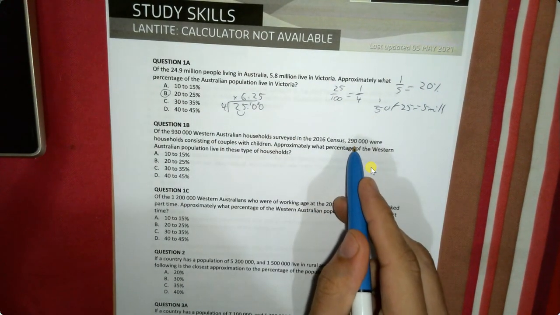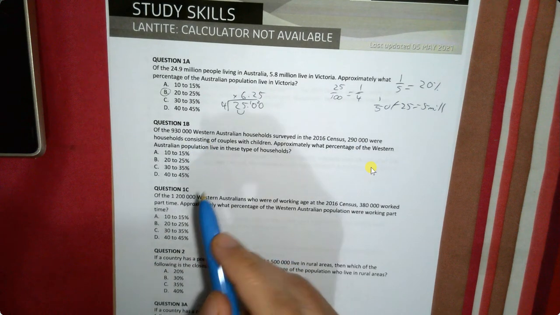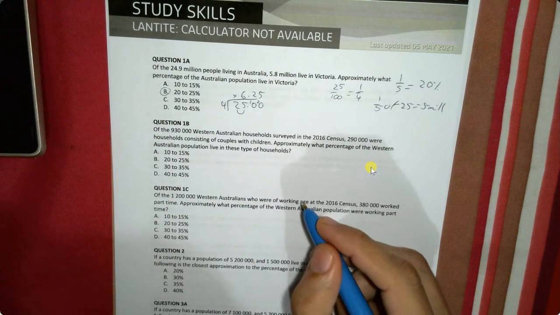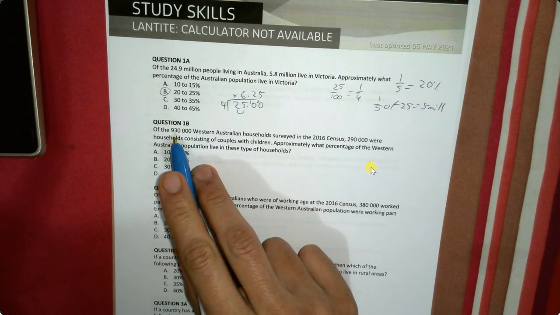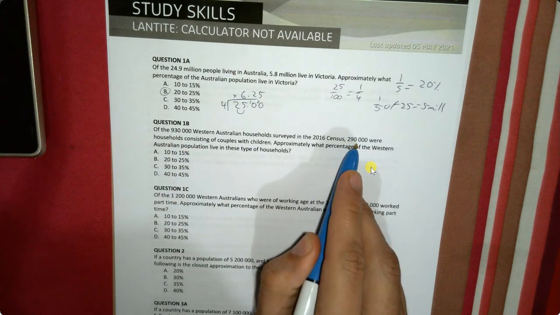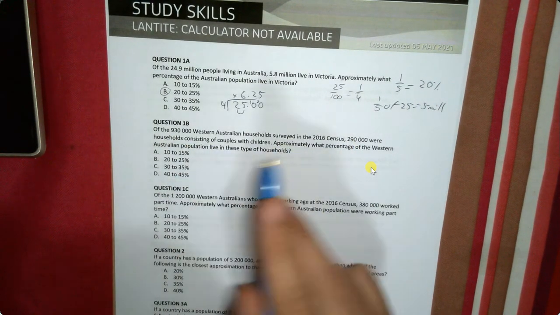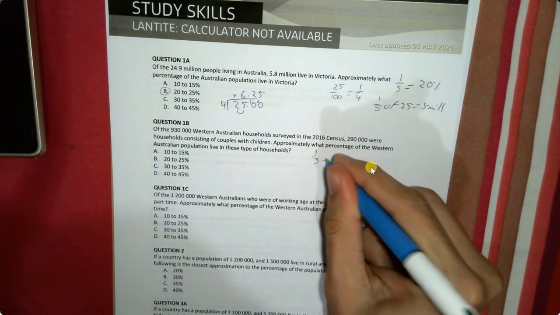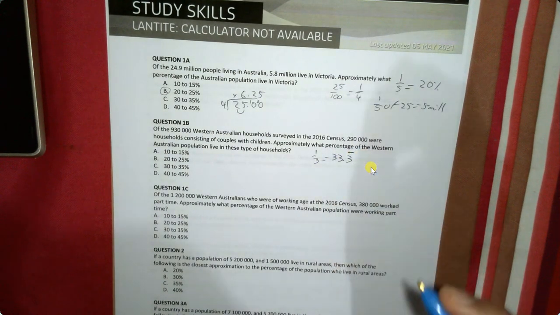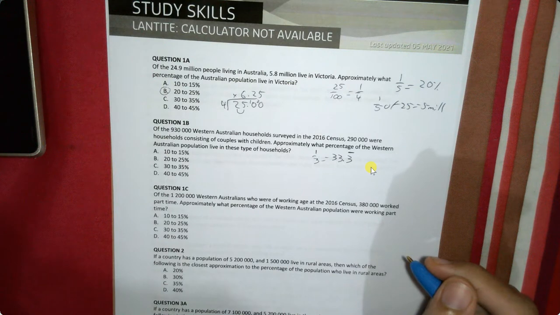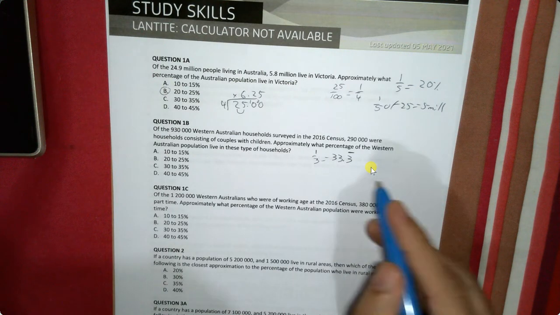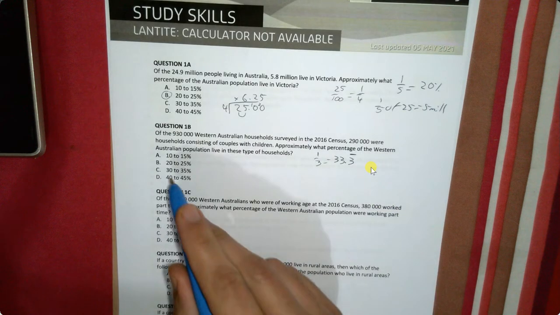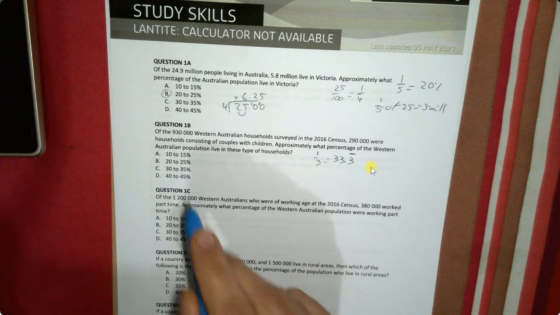Next one, 290,000 out of 930,000. What percentage of the population live in these type of households? So it's just saying what is 290 out of 930. 930 looks to me like 93, and 290 looks like 29, which is close to 30. 30 out of 90 is about a third, and a third is 33.3% recurring. That's what a third of 100 would be. If you cut $100 into 3 even parts, it'll be about $33.33 each. So already it's looking like C, but let's check for sure.